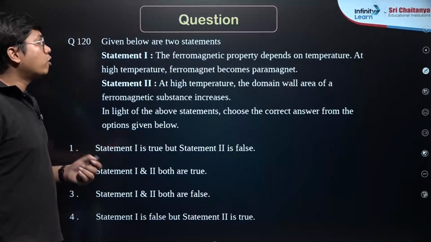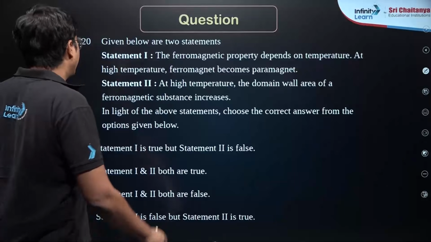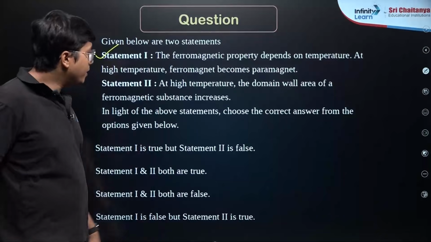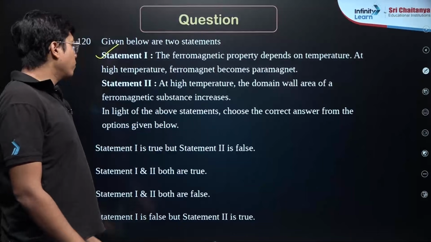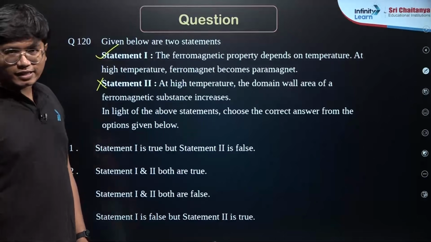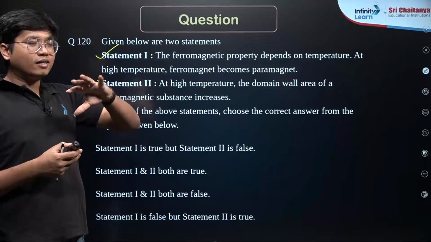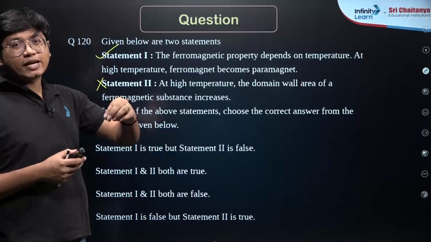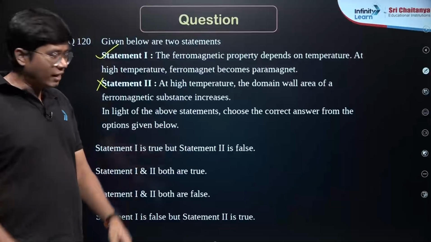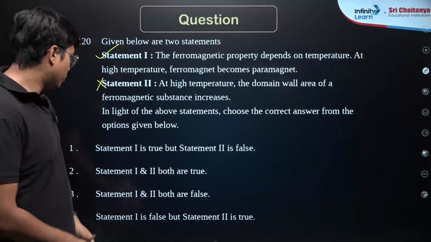Okay, this one says ferromagnetic property depends on temperature. At high temperature, a ferromagnet becomes a paramagnet. Yes, that's a correct statement. Next, at high temperature, the domain wall area of a ferromagnetic substance decreases. Nope, that is an incorrect statement. At high temperatures, essentially all the magnetic dipoles inside it, the molecular dipoles, get randomly aligned. So over here, statement 1 is true, 2 is false. Option 1.